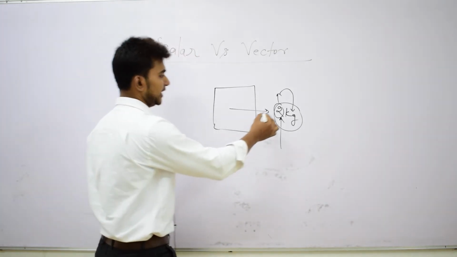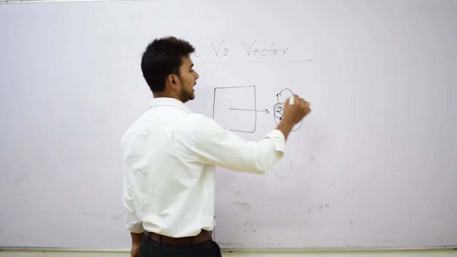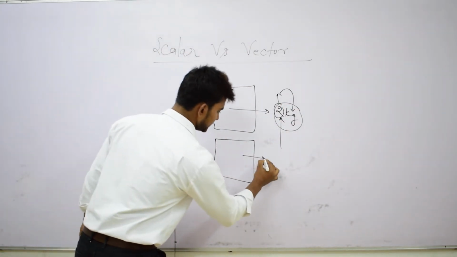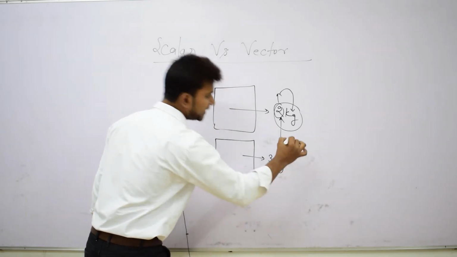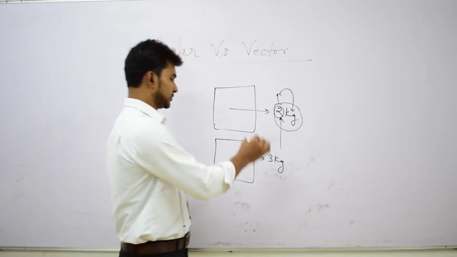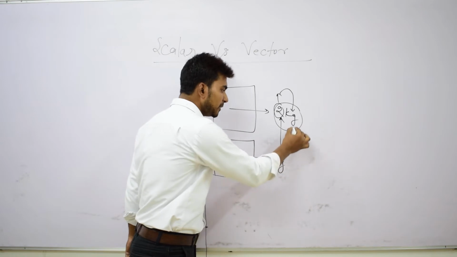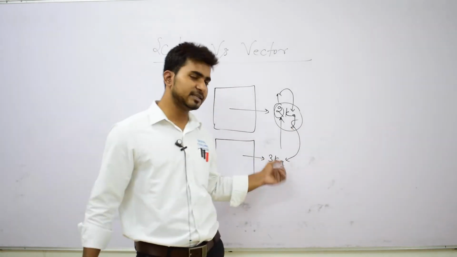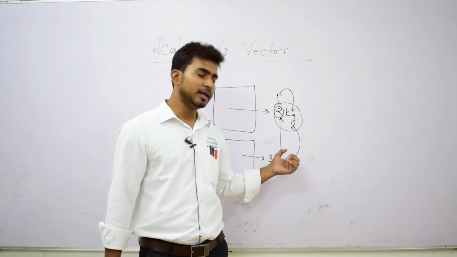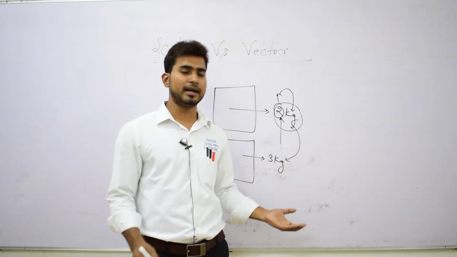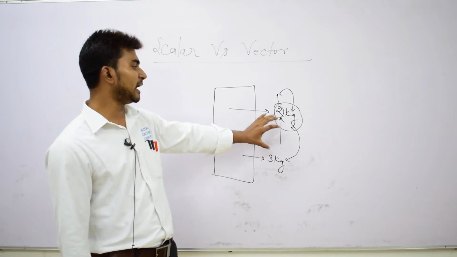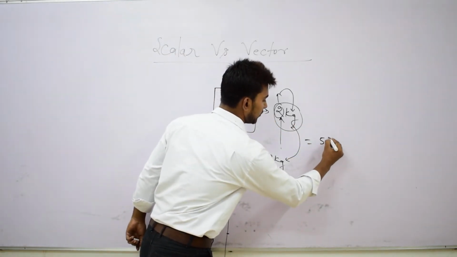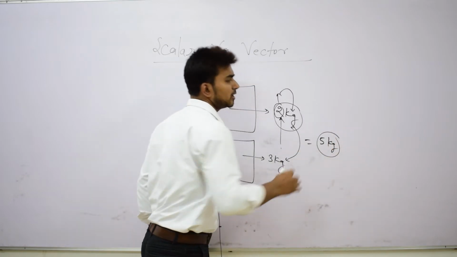Let's suppose a 2 kg weight is there and another 3 kg weight is there. Both terms have the same unit. So if two physical quantities have the same unit, they can be added algebraically. If we add both terms, the result is equal to what? 5 kg. So this is very important.